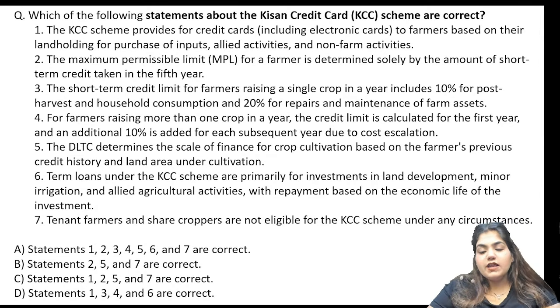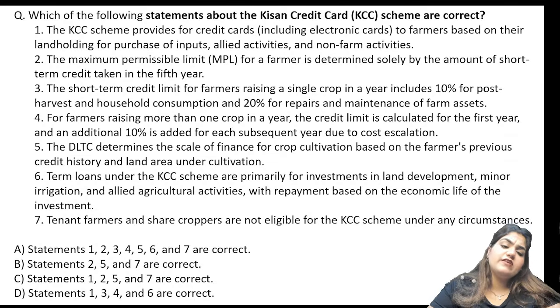Statement number 1 is correct, 2 is not correct. See, MPL is determined by both short-term loan limit and the long-term loan limit. We just did that. 5-year, if you plan karana, 5-year plus long-term. Statement number 3 is correct. Statement number 4 is correct. Statement number 5 is not correct. The scale finance is based on the type of the crop, the cultivation area, the cost, not what the farmer's credit history is. Statement number 6 is correct.